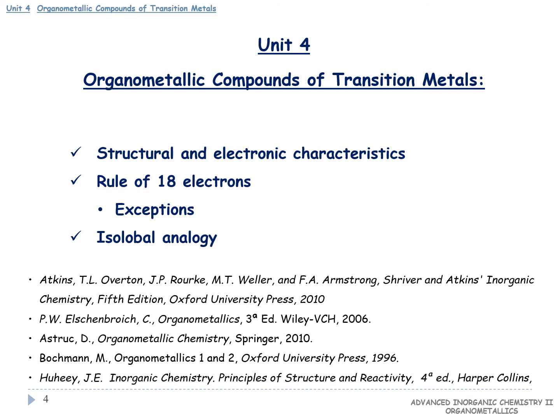In this unit 4, we will start with some structural and electronic characteristics to go on with the rule of 18 electrons, which will be basic during the rest of the course. We will highlight some exceptions, and we'll finish the unit with what has been called the isolobal analogy.